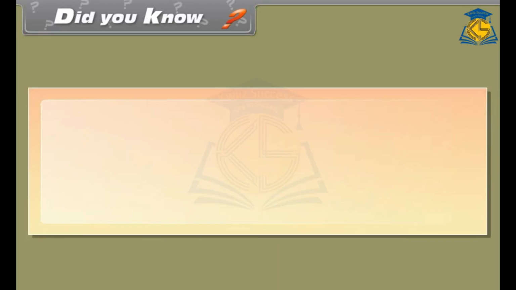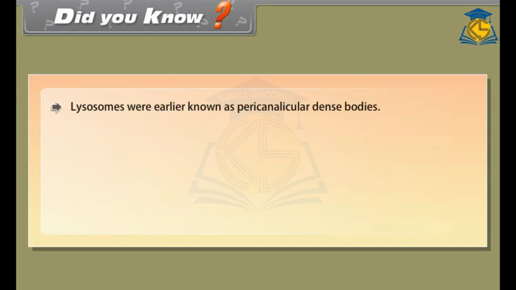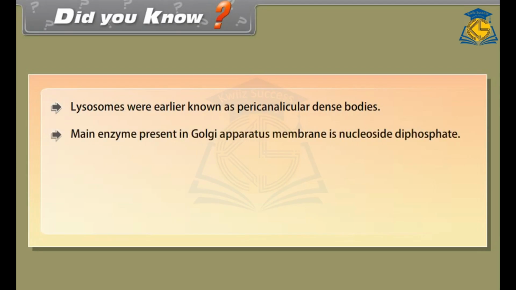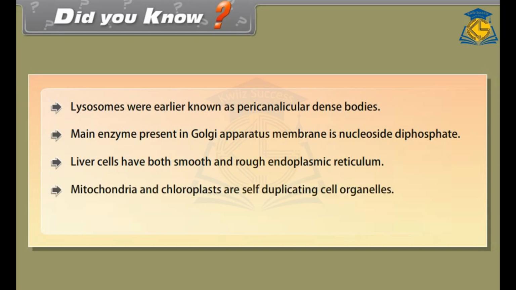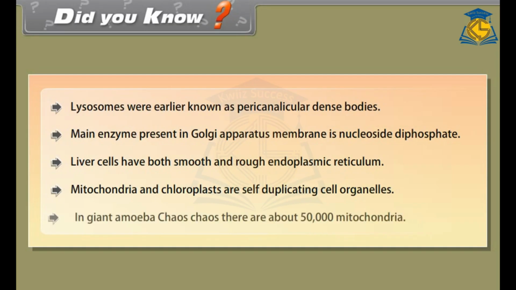Did you know? Lysosomes were earlier known as pericanalicular dense bodies. The main enzyme present in the Golgi apparatus membrane is nucleoside diphosphatase. Liver cells have both smooth and rough endoplasmic reticulum. Mitochondria and chloroplasts are self-duplicating cell organelles. In giant amoeba, there are about 50,000 mitochondria.